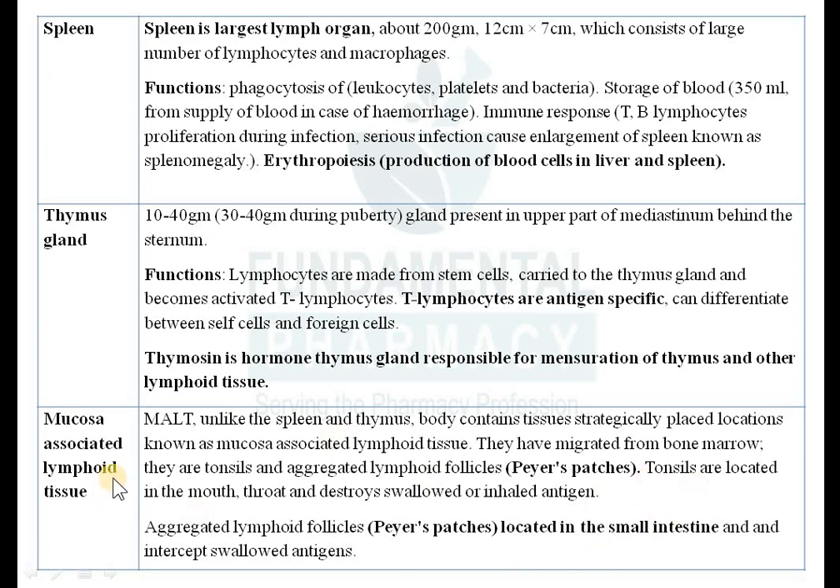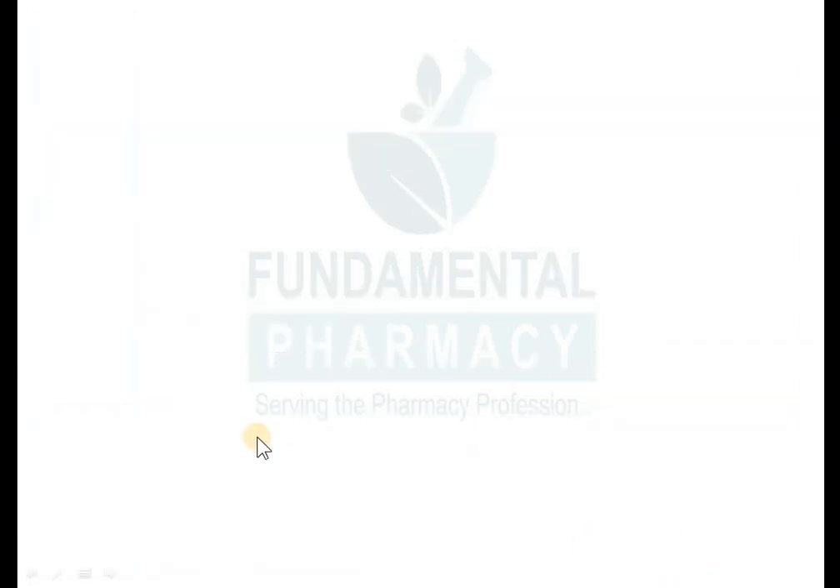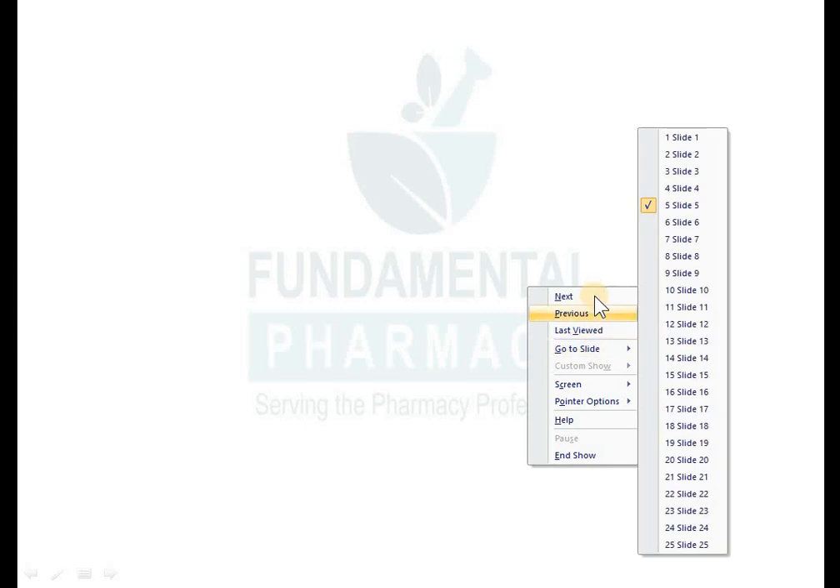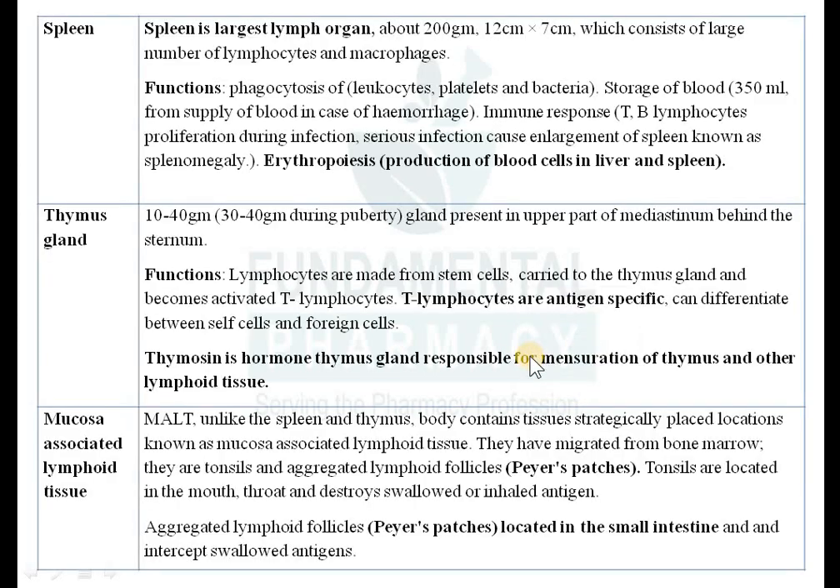The tonsils are located in the mouth and throat. So whatever you are ingesting, if it has some microorganism, that will be destroyed by the tonsils. So if you are taking food which is contaminated with bacteria, that bacteria will be destroyed by the tonsils.